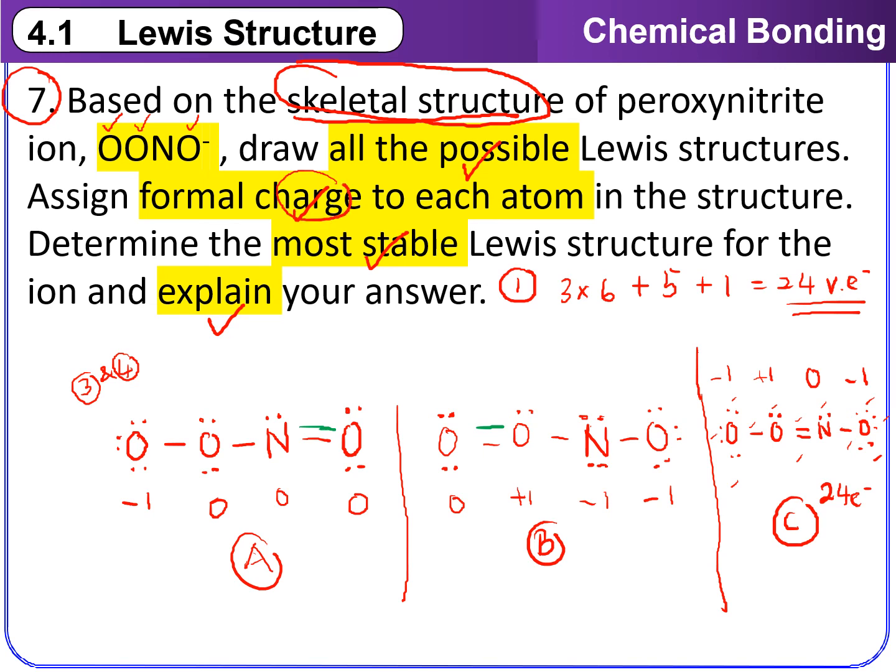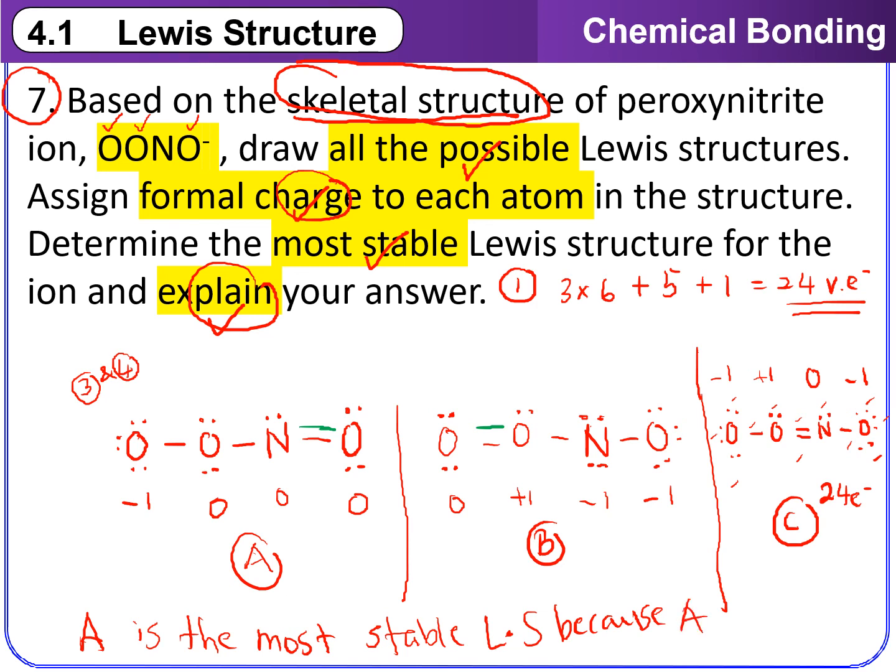We also already calculated the formal charge. Then now we are going to choose the most plausible structure. So in this case, A is the most plausible. So explain your answer. Generally, the answer will always say that A is the most plausible or most stable Lewis structure because A has the lowest formal charge. Okay, so that's all for this question 7.